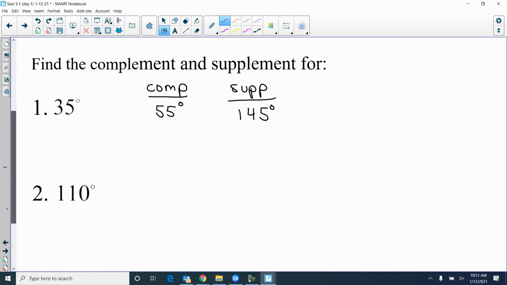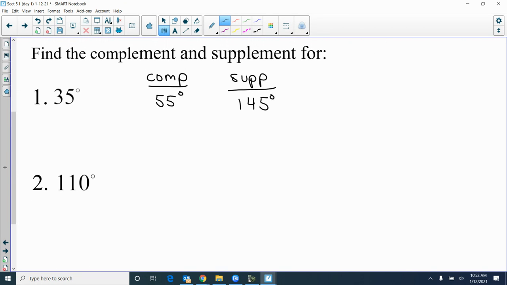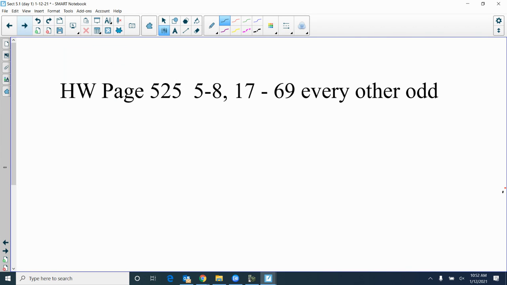And for the second one, 110 degrees. What's the complement for 110 degrees? There is no complement because both have to be positive angles. So you do not say negative 20. Complement, none. Supplement, 70. That's the only thing I want to make sure we don't make any issues with. All right, we'll get more into radians tomorrow.